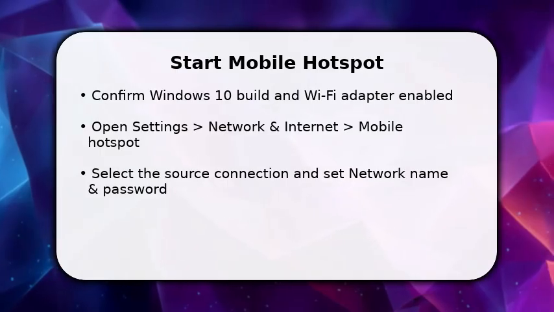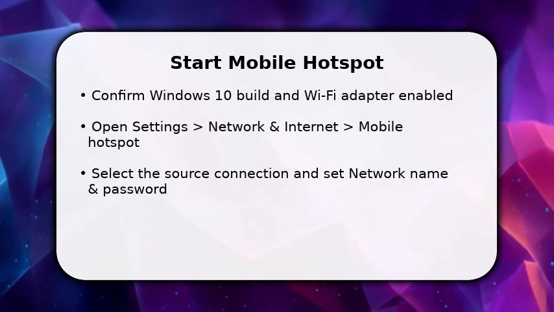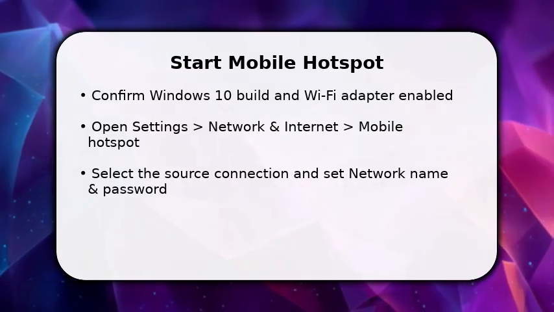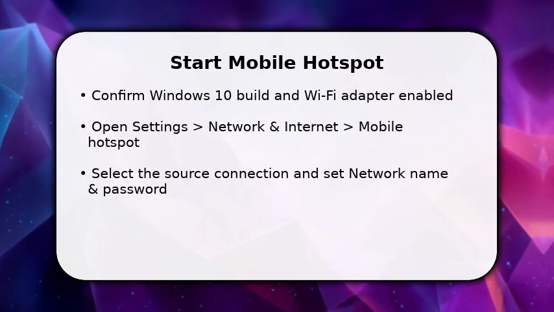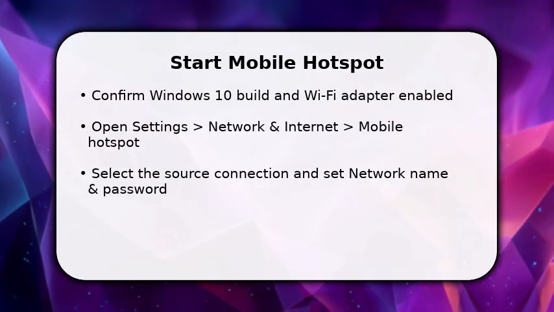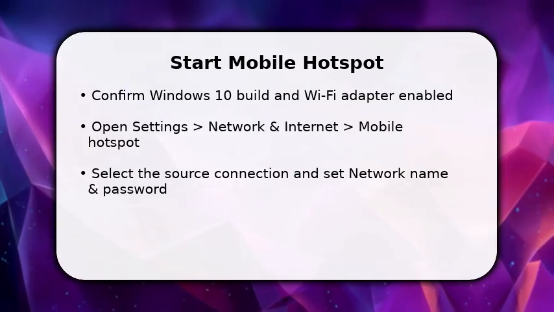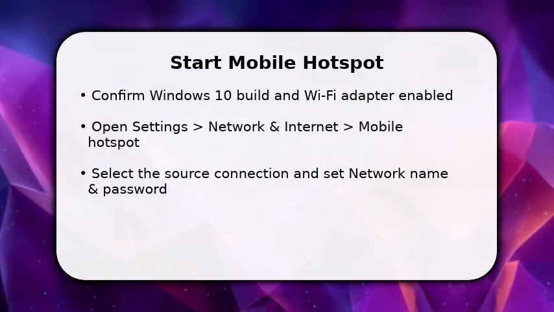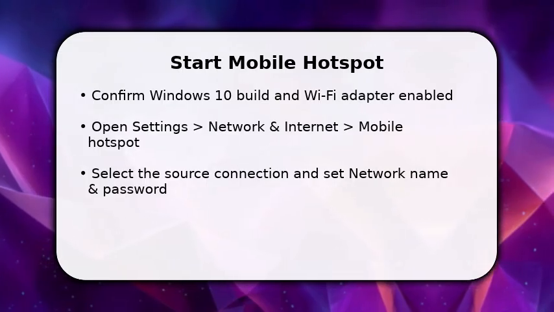You'll start by confirming your PC has an active Wi-Fi adapter and the Windows 10 Settings app open. Once done, go to Settings, then Network and Internet, then Mobile Hotspot. Make sure the Share my internet connection from field points to the active adapter. This tells Windows which connection to broadcast.